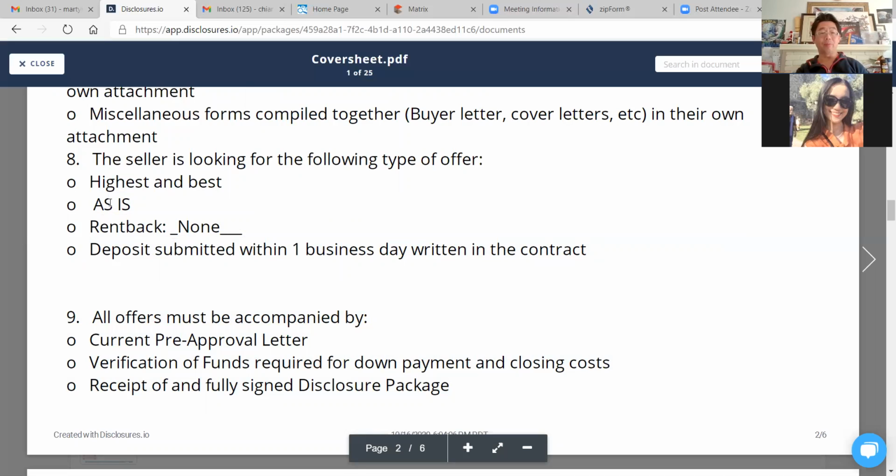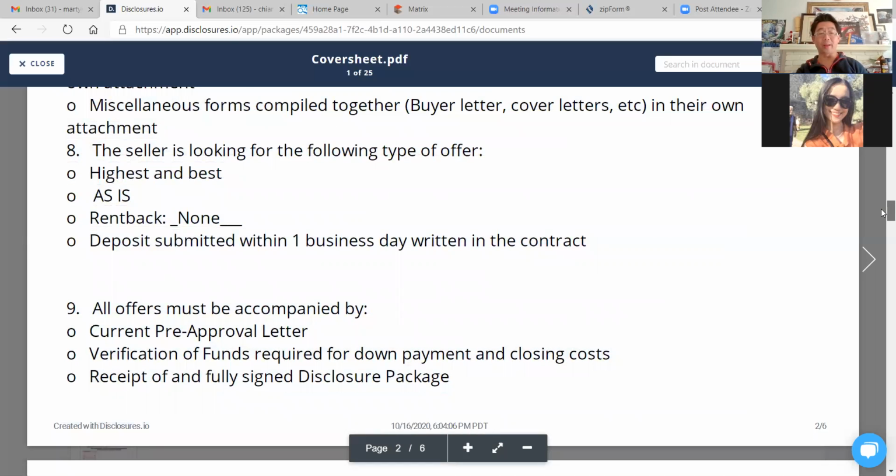We can say we want you to give us some credit for repairing, or you help us repair some of these items, or we just have to do it by ourselves if they don't agree, because they already say it's as is. And we can ask for a lower price just because they say as is. We give our best and highest offer anyway, which is what we think the price of the house should be.